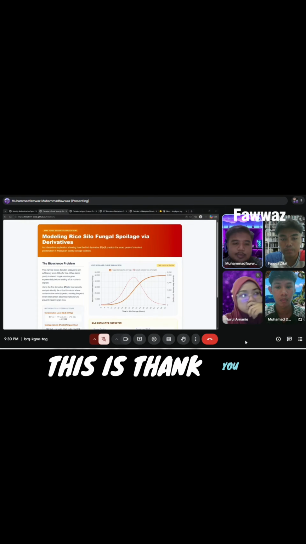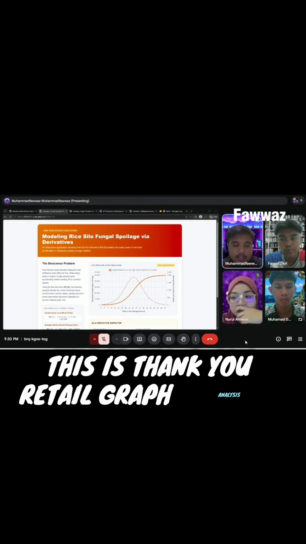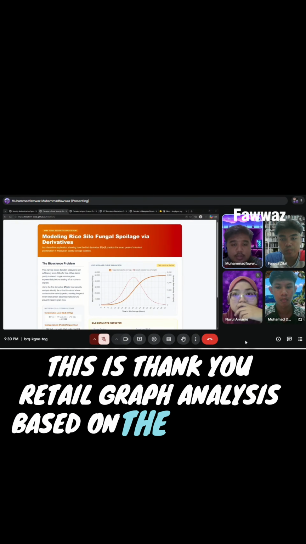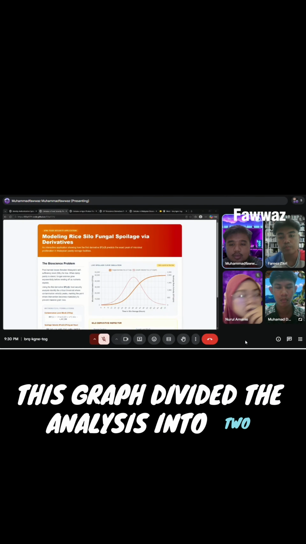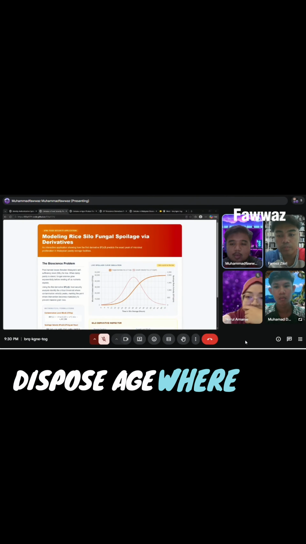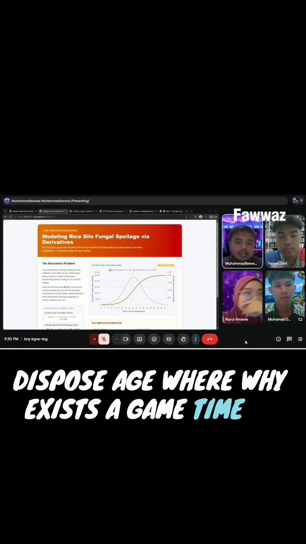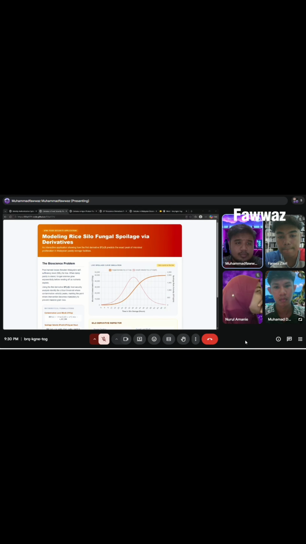That is all, thank you. Detailed graph analysis. Based on the computer simulation display, this graph divides the analysis into a response, with the x-axis being time in hours, up to 72 hours.